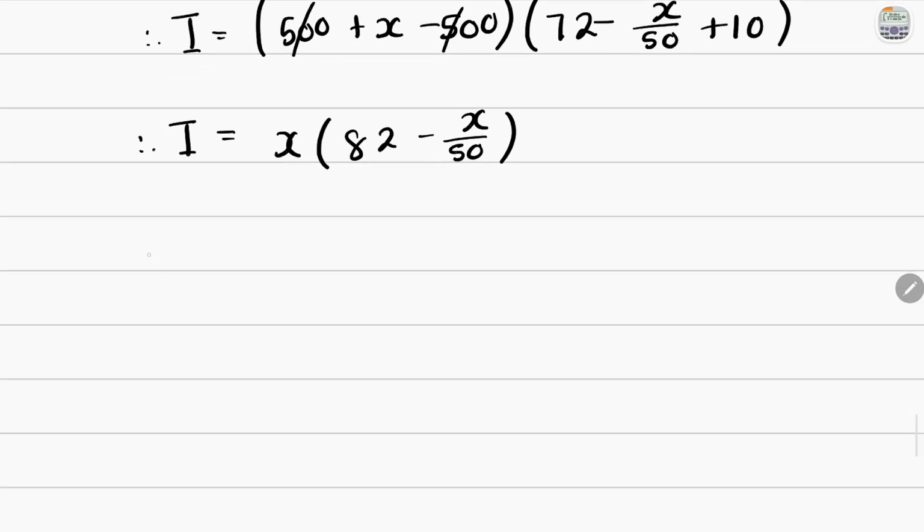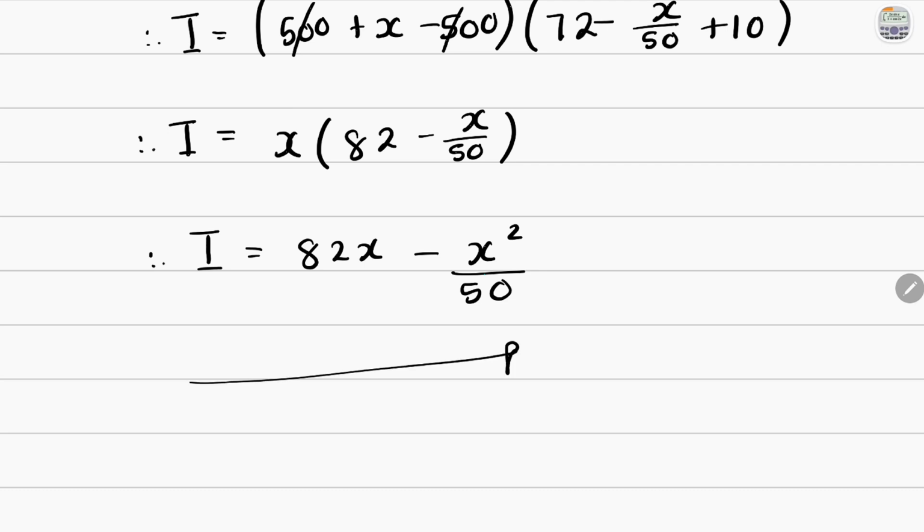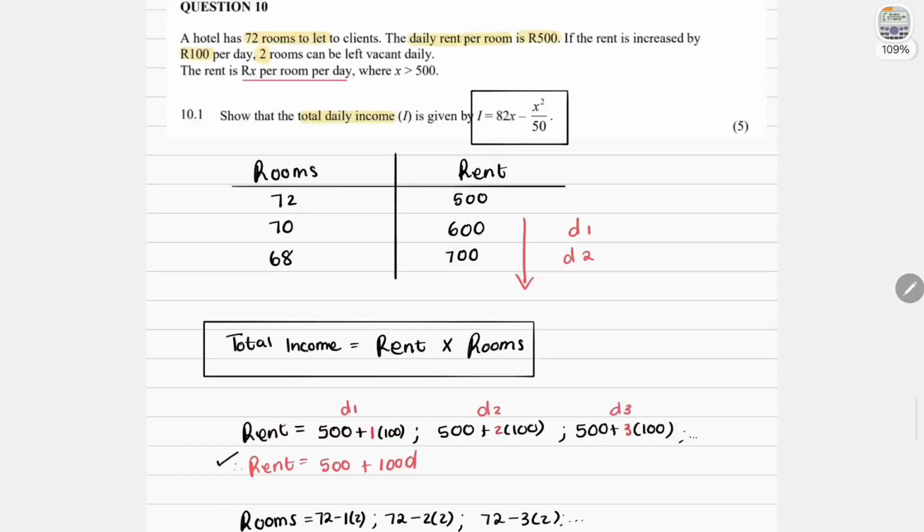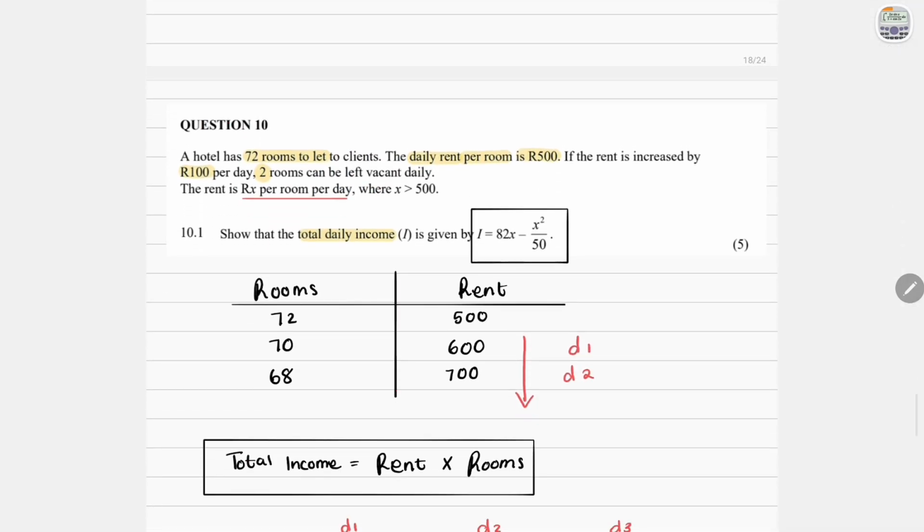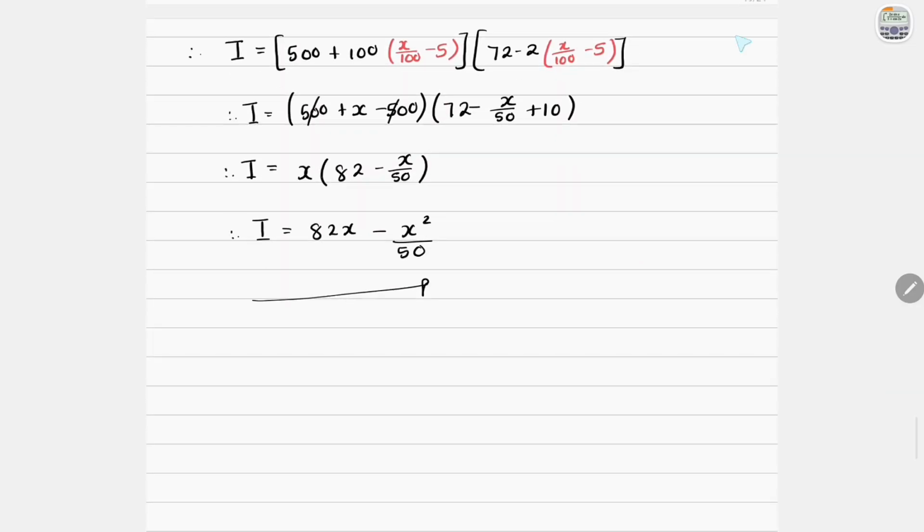And then distribute this. So I is finally equal to 82x, and you see this is in the numerator, so it's x times that x. So it's negative x squared over 50. And that is our answer, okay? Just like they have it as well. Moving on to the next question.